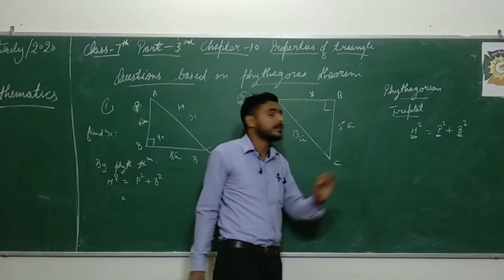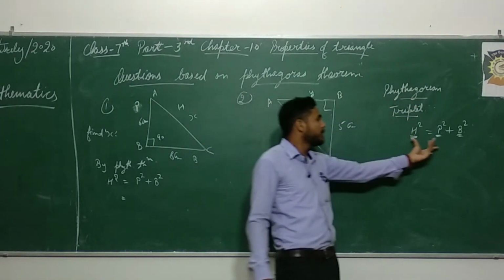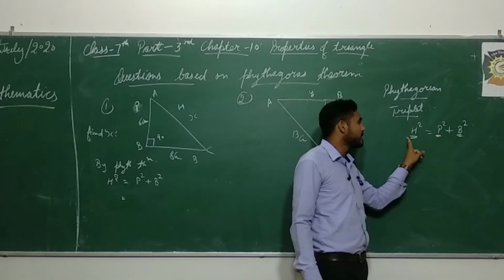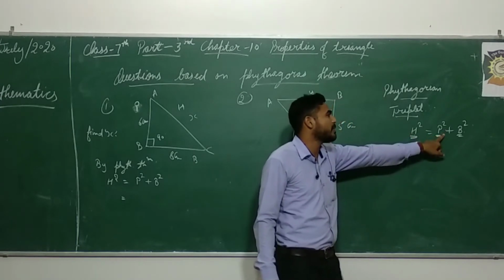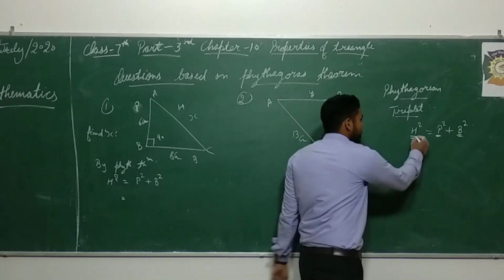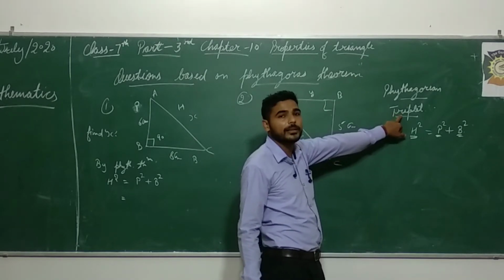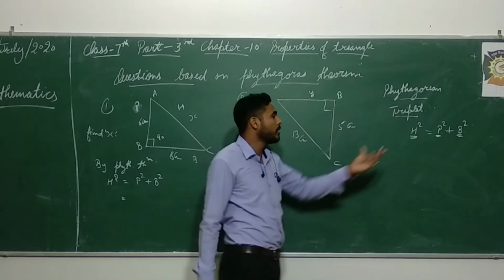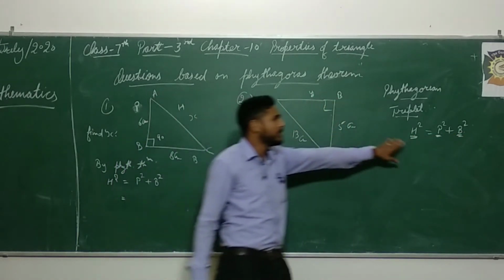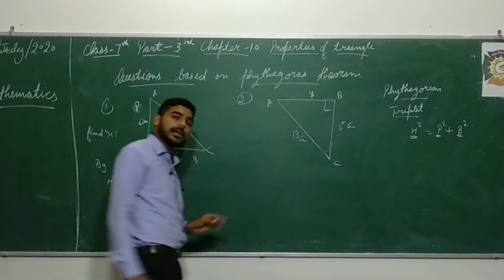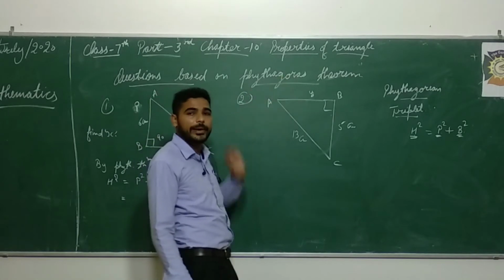Now students, another thing is Pythagorean triplet. You know that Pythagoras theorem says x square is equal to p square plus b square, where x is the hypotenuse, p is the perpendicular and b is the base. These three things are a Pythagorean triplet. We use the word triplet, where tri means three. So these three numbers are a Pythagorean triplet. Now we are going to solve some questions based on Pythagoras theorem.